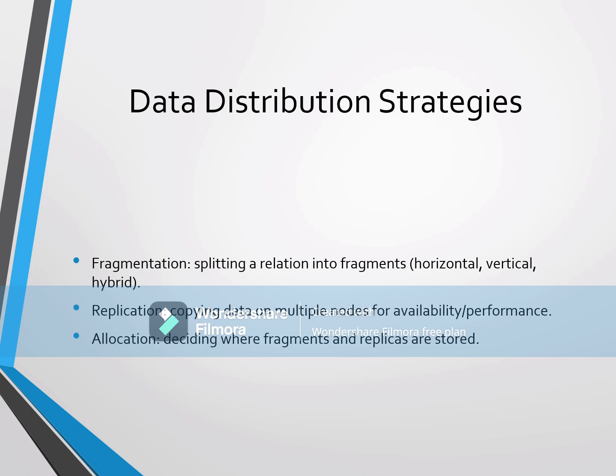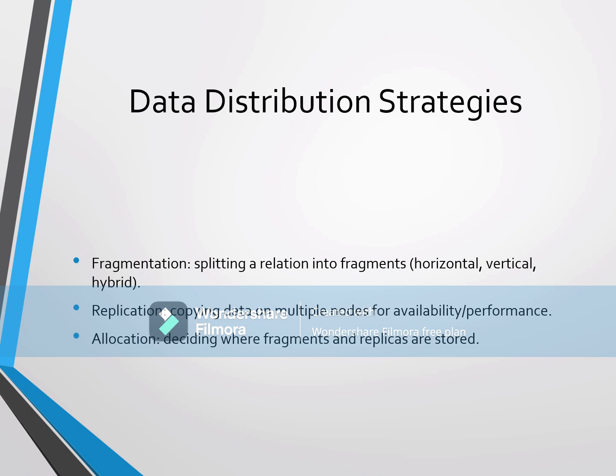Data distribution is organized around three complementary strategies: fragmentation, replication, and allocation. Fragmentation splits relations into fragments. Horizontal fragments divide rows, vertical fragments split attributes, and hybrids combine both. Replication copies data across nodes to boost availability and read throughput. Allocation determines where fragments and replicas are placed, based on workload patterns, latency targets, storage constraints, and regulatory requirements. The right distribution balances locality, reducing cross-node transfers, with redundancy.